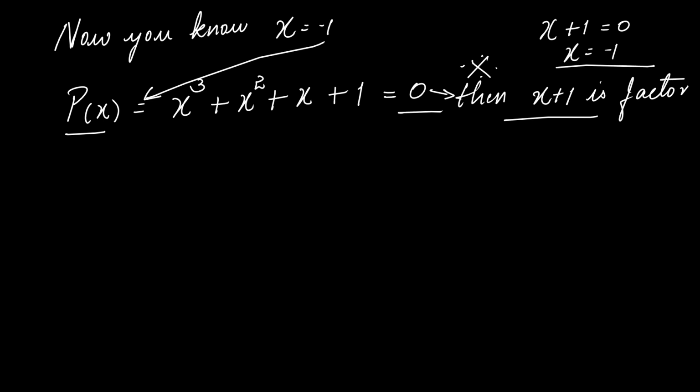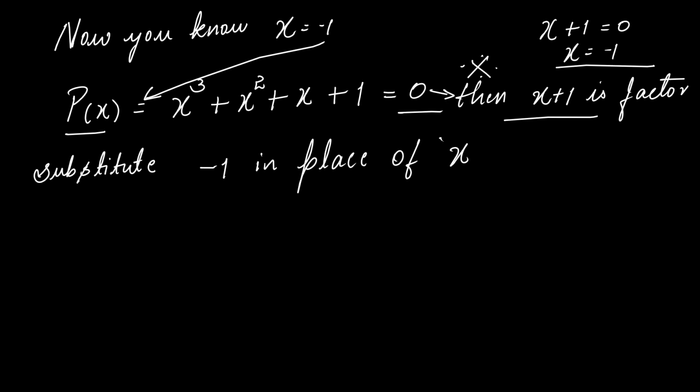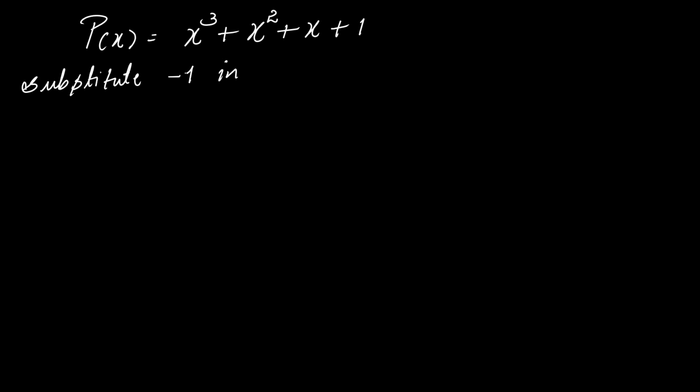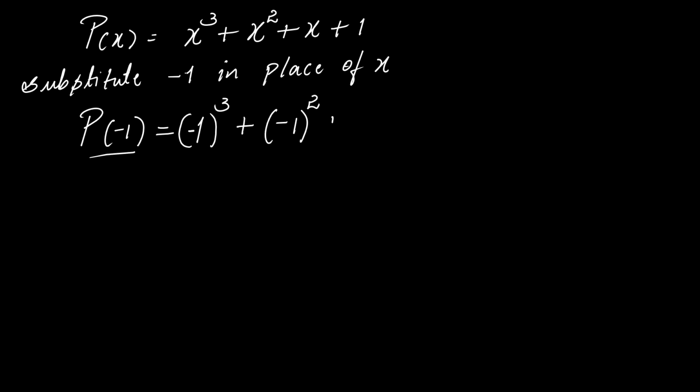Now let's solve this expression slowly. P of x is equal to x cube plus x square plus x plus 1. Now we know the value of x. By solving this factor x plus 1, we got the value of x is equal to minus 1. So in the place of x, we have to put minus 1. So P of minus 1 means replace every x with minus 1. So P of minus 1 is equal to minus 1 cube plus minus 1 square plus minus 1 plus 1.